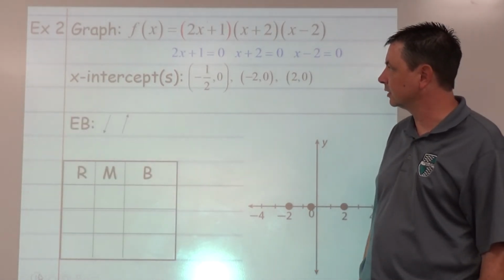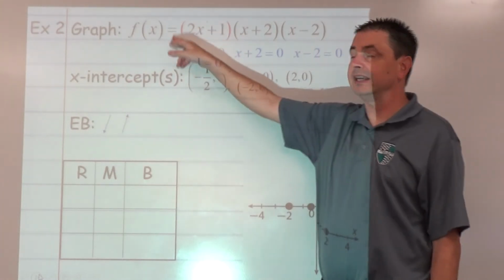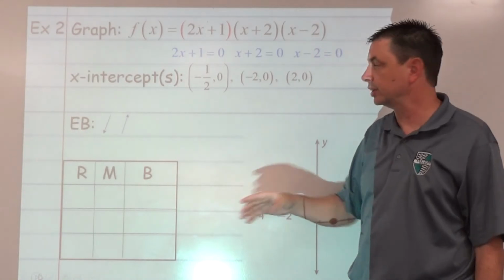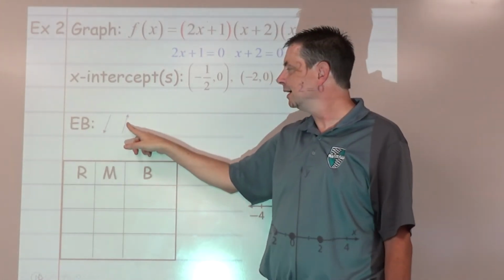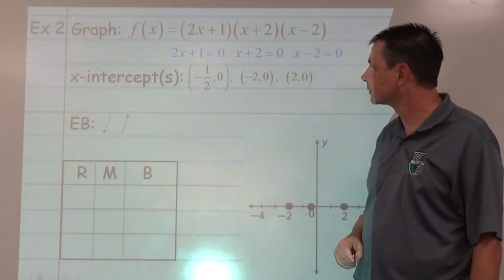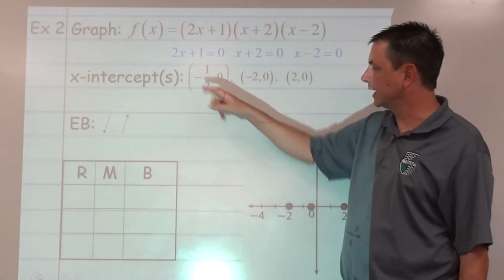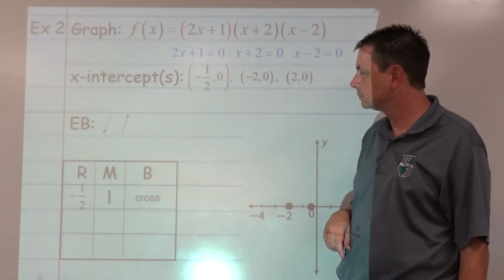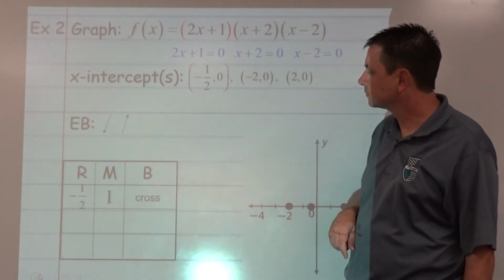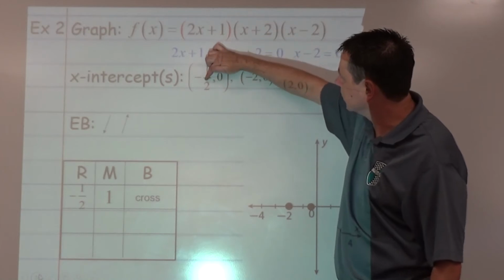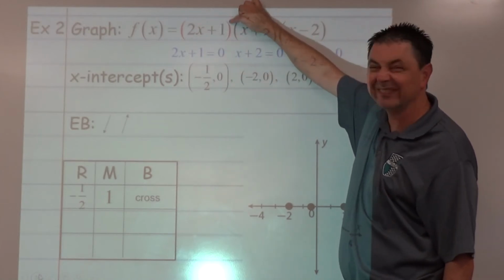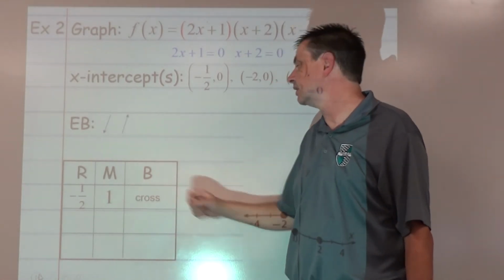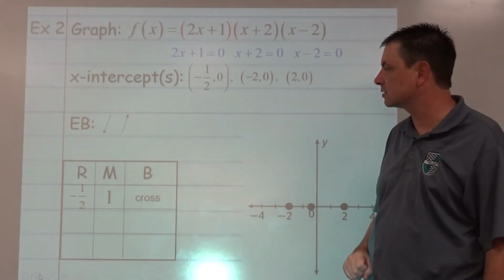Our end behavior. Back at the beginning or right now, A is positive for 3rd degree. So starts low, ends high. Our roots are negative 1/2. Multiplicity for this one, which came from here, is an invisible exponent of 1. So the multiplicity is 1, and any multiplicity that is odd is going to cross.